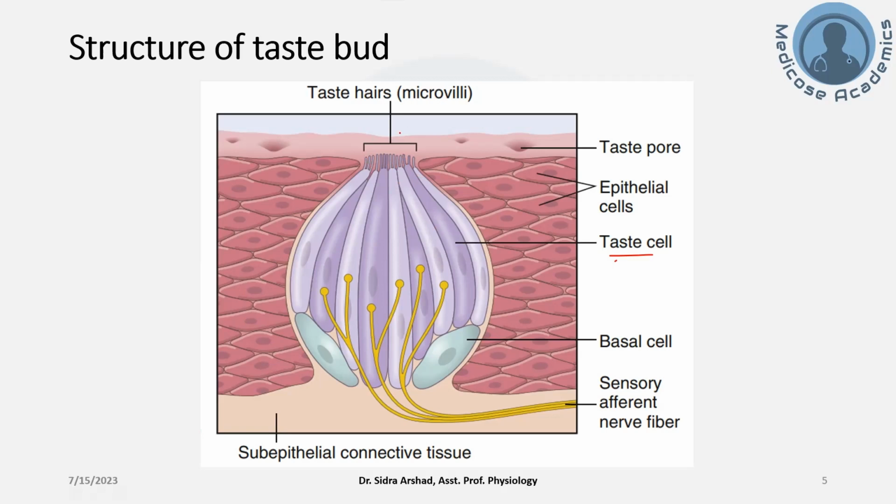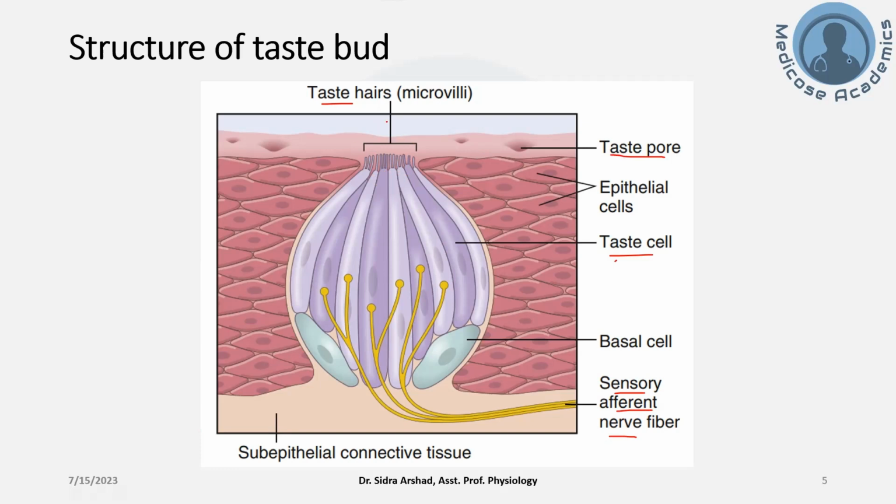These microvilli contain the receptors for the tastant molecules to bind, and when the tastants bind with the receptors present on the taste hairs or these microvilli, the taste cell is depolarized. This depolarization is going to cause the release of neurotransmitter, which is then going to generate action potentials in the sensory afferent nerve fibers. These taste cells are richly innervated by the sensory afferent nerve fibers, which are the cranial nerves which carry taste sensations. The microvilli project onto the surface of the tongue in taste pores.